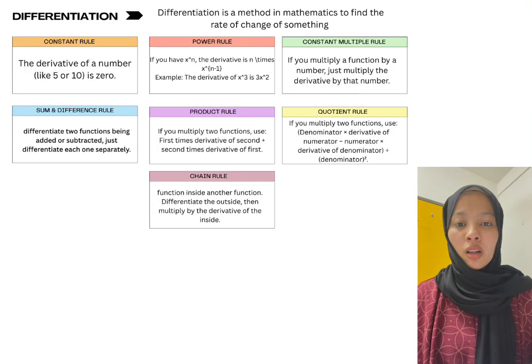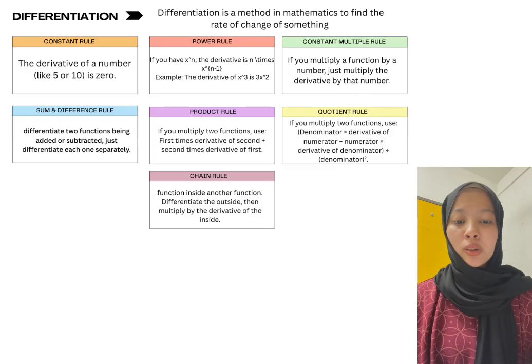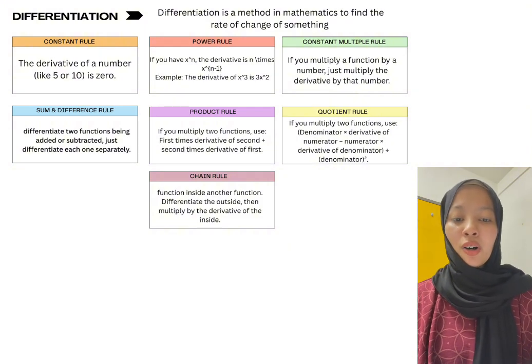I will start with the meaning of differentiation. Differentiation is a method in mathematics to find the rate of change of something. Then I will continue with techniques of differentiation. We have 7 techniques. The first one is the constant rule. The derivative of a number like 5 or 10 is 0.